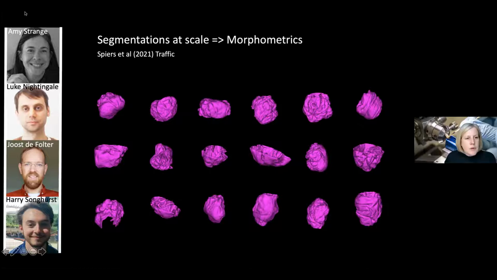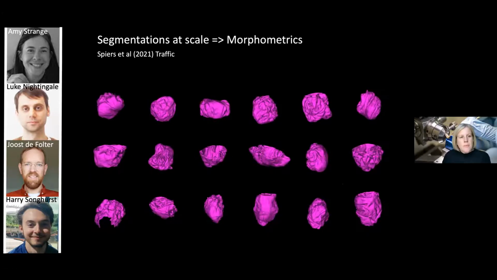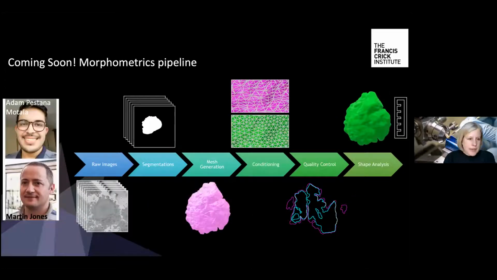So Martin was working for the deep learning with our scientific computing team at the Crick, run by Amy Strange, with Luke Nightingale and Joost de Volter, and also an undergraduate Sandwich student, Harry Songhurst from the University of Manchester, who joined us for a year. And I still find it incredible that an undergraduate could have done a lot of this work. So we had a second undergraduate student this year, Adam. He joined us from the University of Sussex and is one of the generation of master's students and undergraduate students who had to work at home for an entire year, but he did an amazing job.